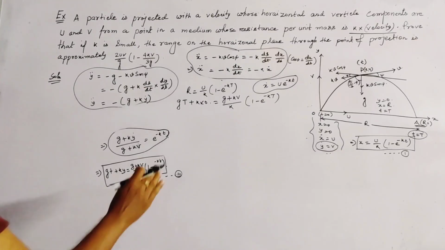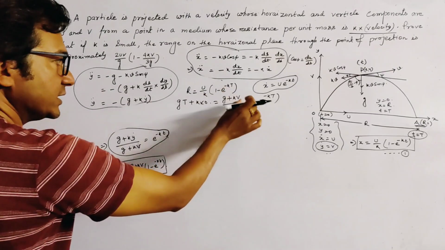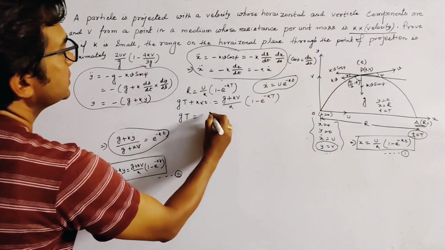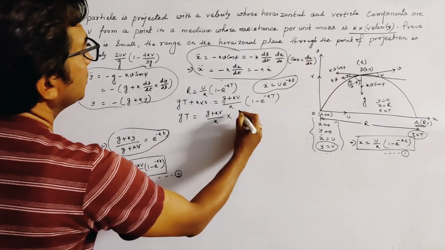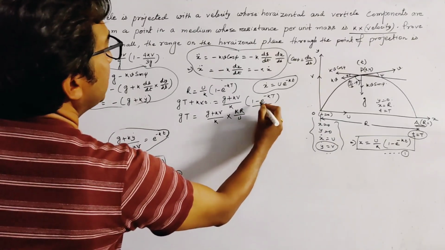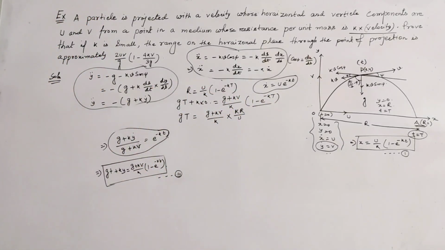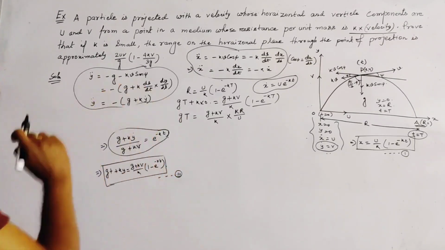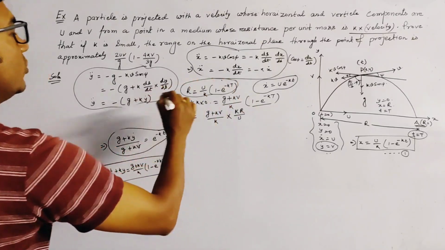Now we eliminate capital T from this and this, and we get gT equal to g plus kV by k into kR by u, because 1 minus e to the power minus kT has this value. Now we also have to put here the value of capital T. What is the value of capital T? We find it from here.